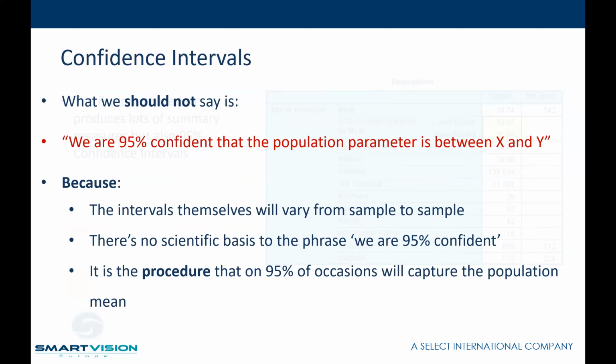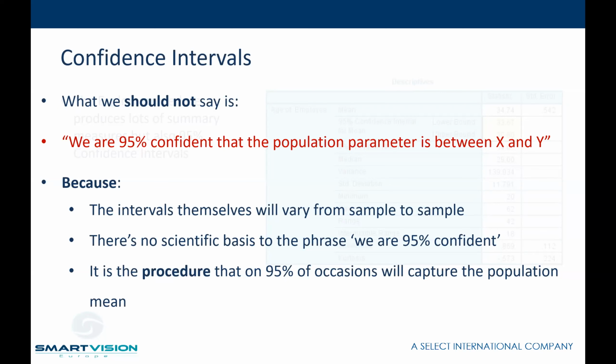What we can't say is that we are 95% confident that the population parameter is between X and Y. And that's because the intervals themselves will vary from sample to sample. And there's no scientific basis to the phrase we are 95% confident. It is the procedure that on 95% of occasions will capture the population mean. Again, this is one of the reasons why people prefer Bayesian statistics, because in Bayesian statistics, ironically, they have something called credible intervals, and you can actually say there's 95% probability that the mean is between these 2 points. But with confidence intervals, you can't. So I just need to be careful about that.